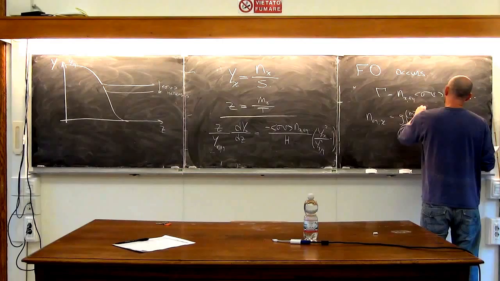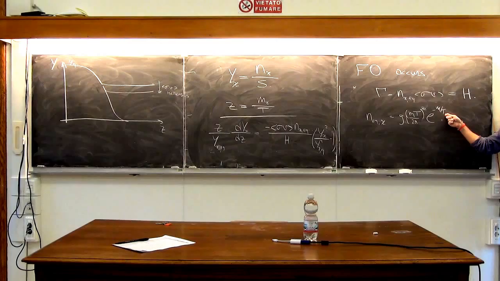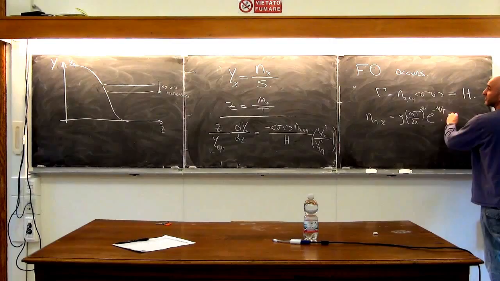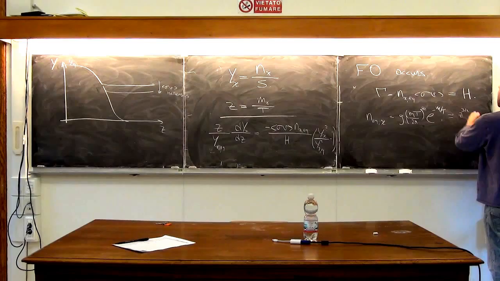So I'm assuming already that it freezes out when the temperature is smaller than the mass. Namely, it freezes out when its number density is exponentially small, right? It's not T cubed, it's this exponential suppression. This is in the limit of T much smaller than m. We will see in a second when this is consistent, but let's assume that for a second. So in terms of z, this is roughly z to the 3 halves times m cubed e to the minus z.